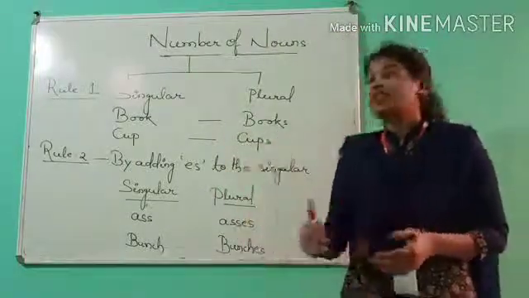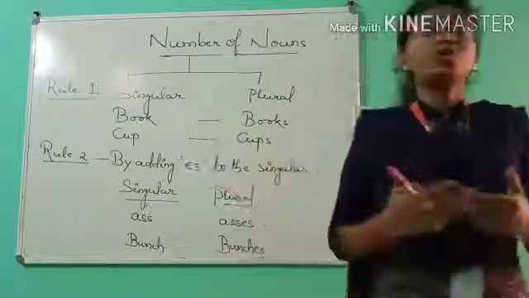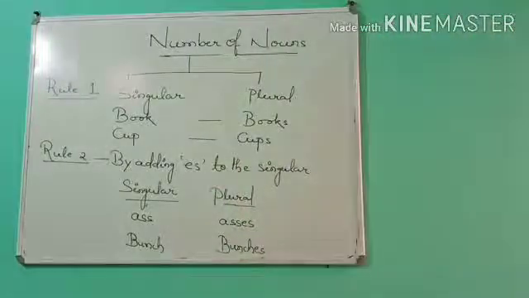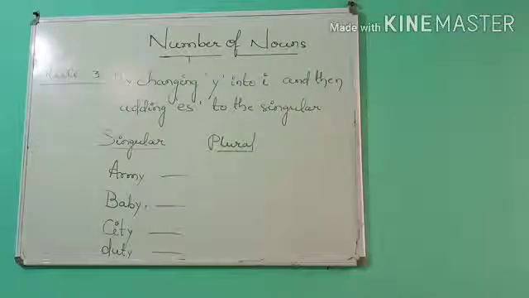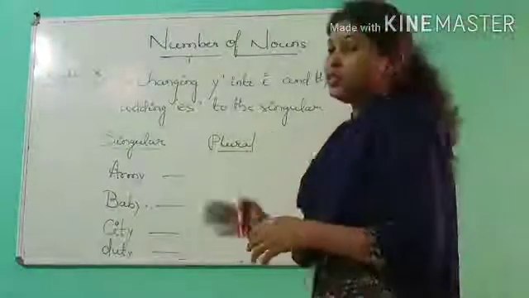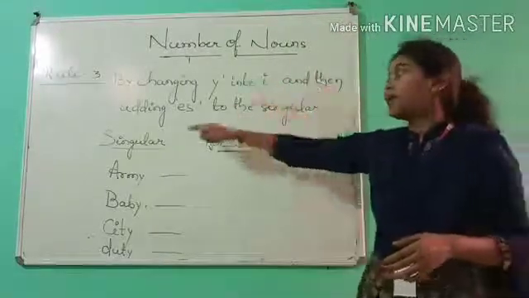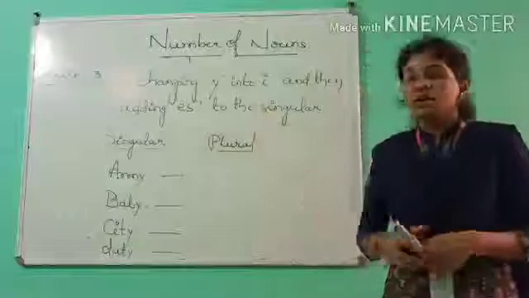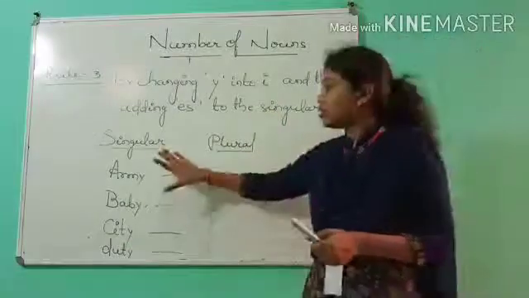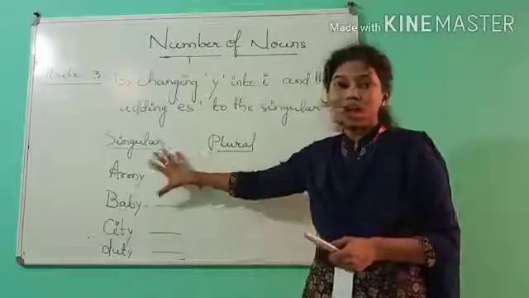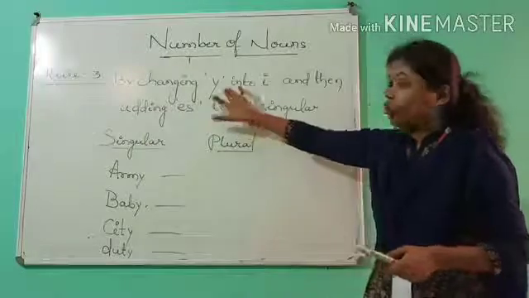Similarly, we will see rule number 3, what we need to add, and just write it down in your notebook. See rule number 3. What is this rule number 3? By changing y into i and then adding es to the singular. So here there are some singular words or nouns. Here we need to remove y.